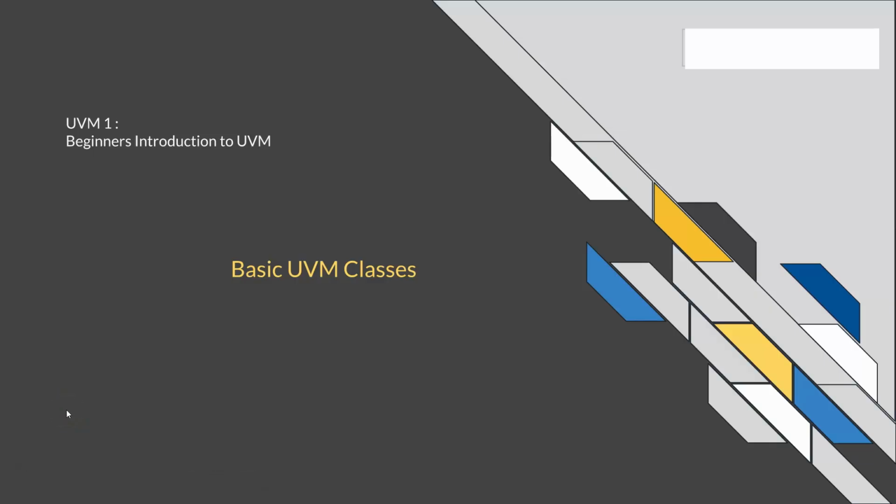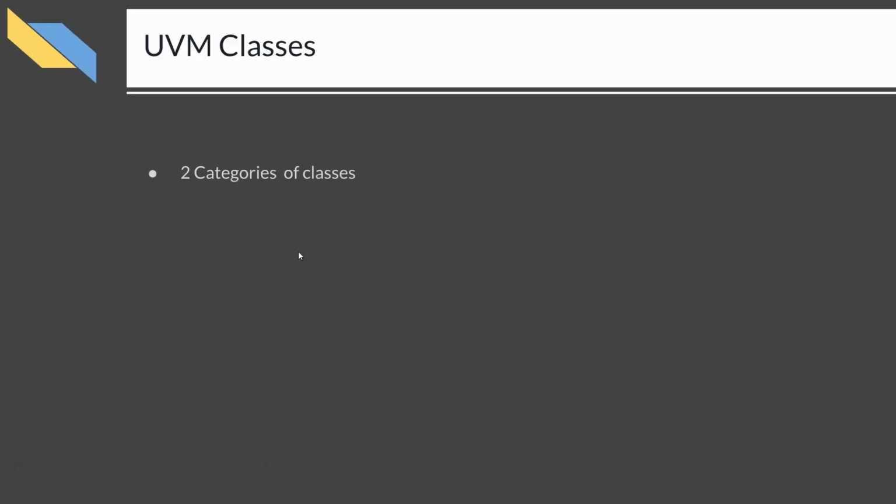Basic UVM classes. As you have already seen, UVM is a class library. So in this session, you will be learning the bare minimal set of classes that is needed to start developing a UVM test bench. There are two categories of classes in UVM, which is UVM component classes and UVM data classes.